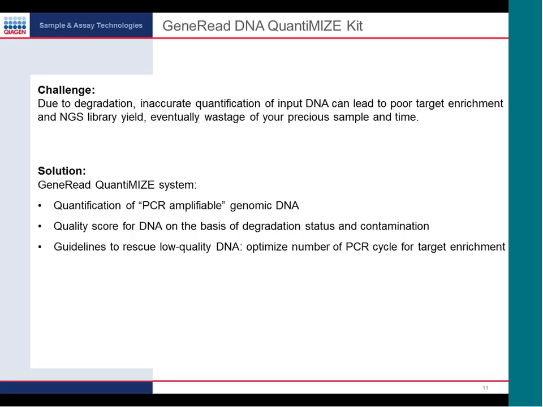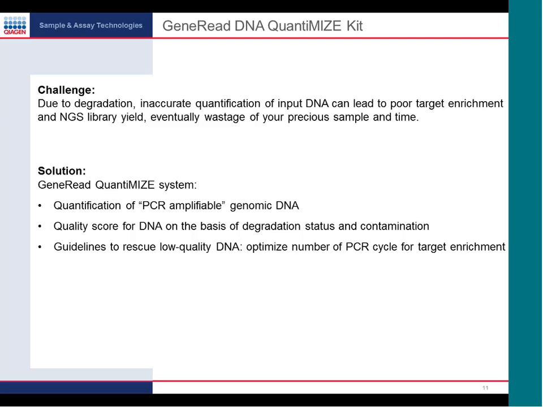So to overcome that challenge, what QIAGEN has done, we have developed the GeneRead QuantiMIZE system. And it does three things with a single qPCR reaction. First of all, it does the quantification of PCR amplifiable genomic DNA. Second, it provides a quality control score for the DNA based upon degradation status and contamination. And the most important part is it provides you the guidelines to rescue your low quality DNA.